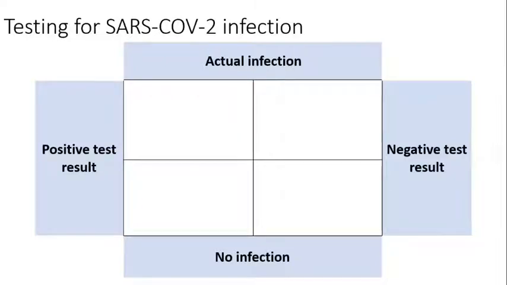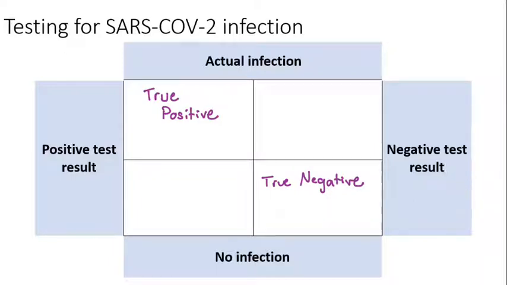I want to talk briefly about the different tests available for the SARS-CoV-2 infection, but first I need to define some terms, and we start by talking about comparing whether you actually are infected versus what the test result tells you. So if you are actually infected and you get a test and you have a positive result, we call that a true positive, where a true negative is when you don't have the infection and the test result agrees with that.